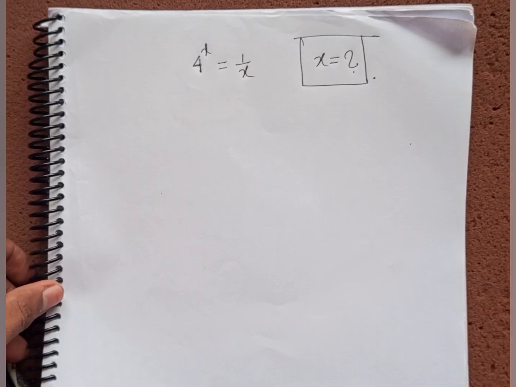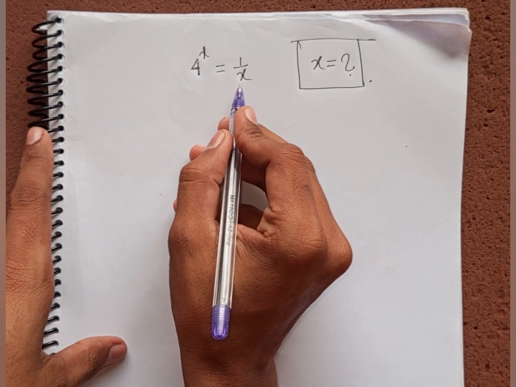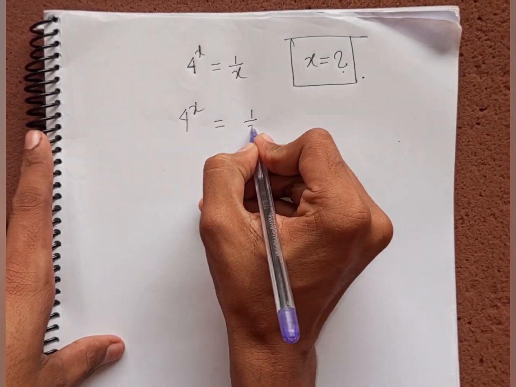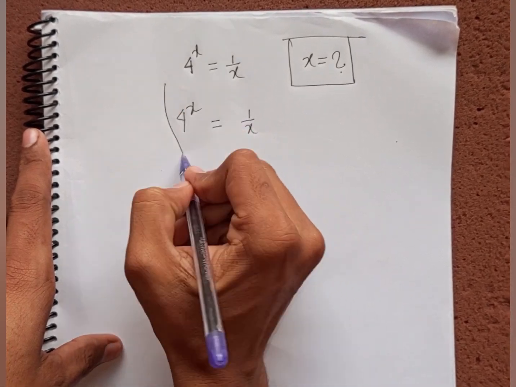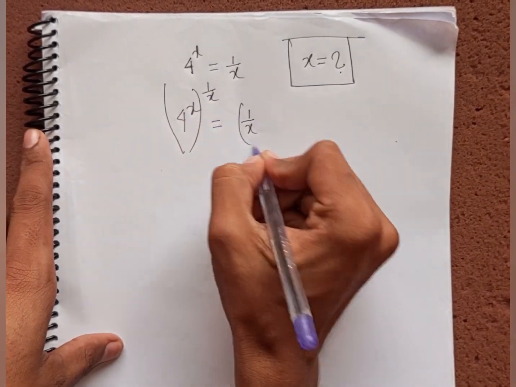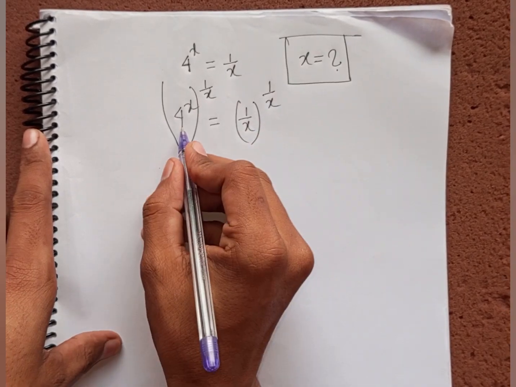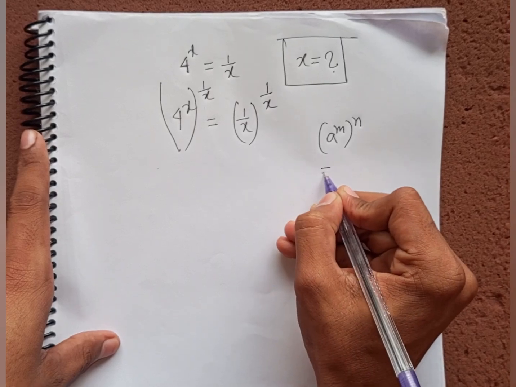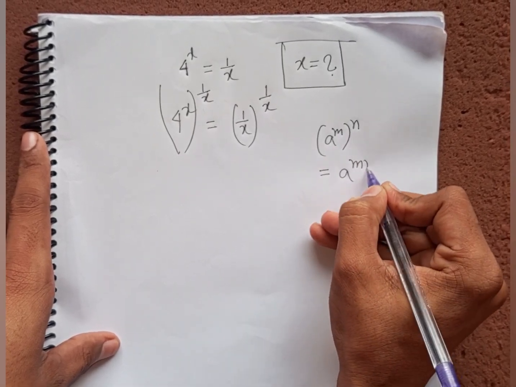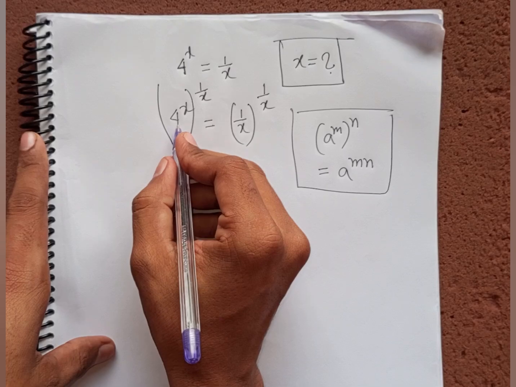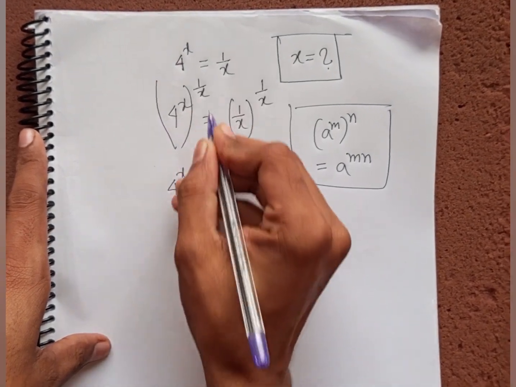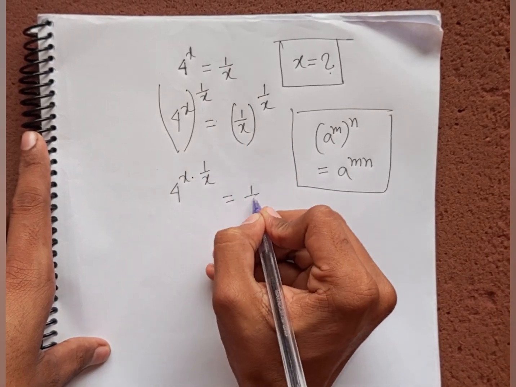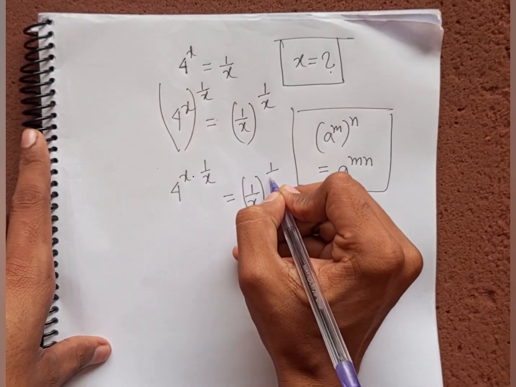After that, how to solve 4 power x is equal to 1 by x. Find the value of x. So we have 4 power x is equal to 1 by x. Now we raise both sides to the power of 1 by x. Here you can apply this formula, a power m bracket power n is equal to a power of mn. So it will be 4 power of x times 1 by x is equal to 1 by x bracket power of 1 by x.